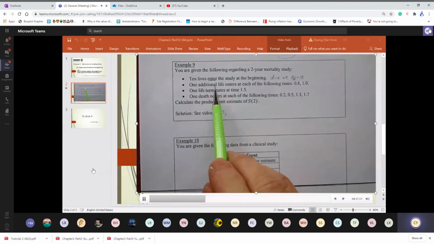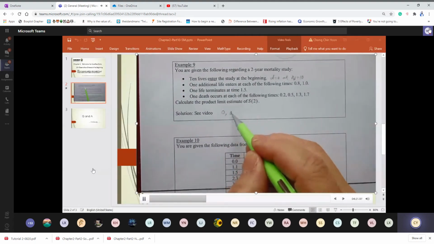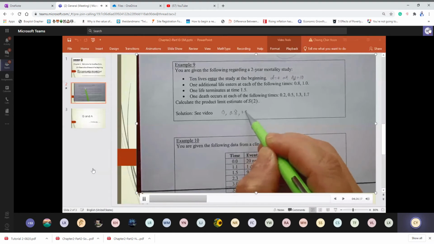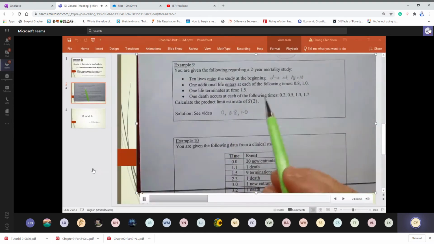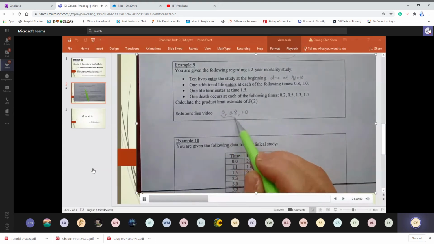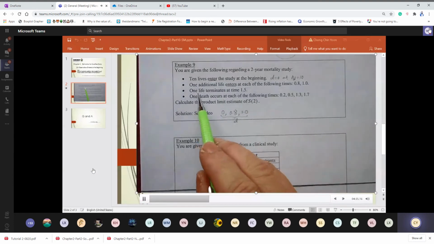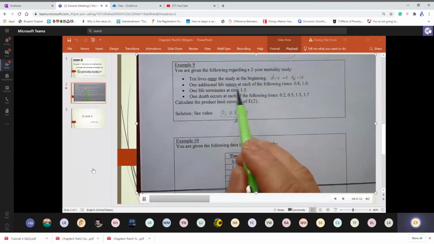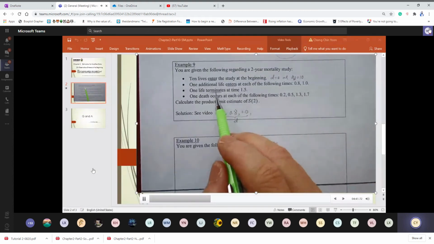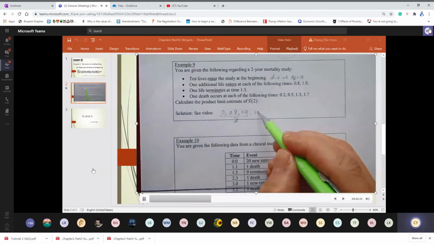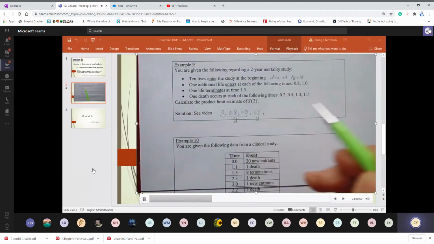Next, one additional life enters at each of the following times, 0.8 and 1.0. This also refers to entry, which means it's a truncation value. So here we have 3 truncation values. And next, one life terminates at time 1.5. Terminate is referred to as the censored value. So at this time 1.5, we have one censored value, that's u.